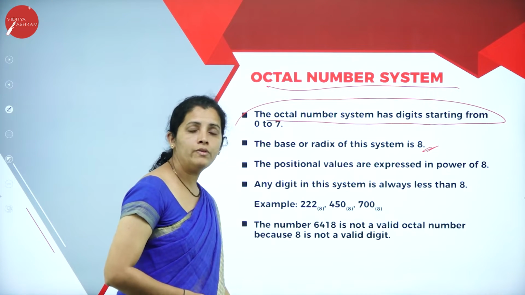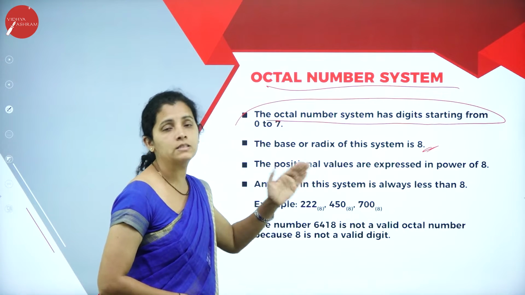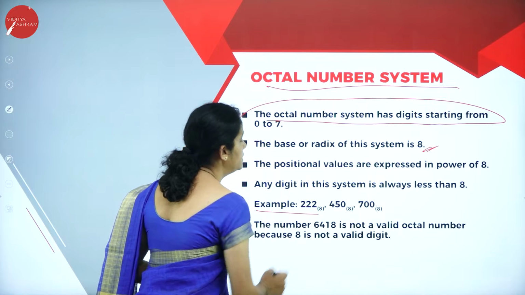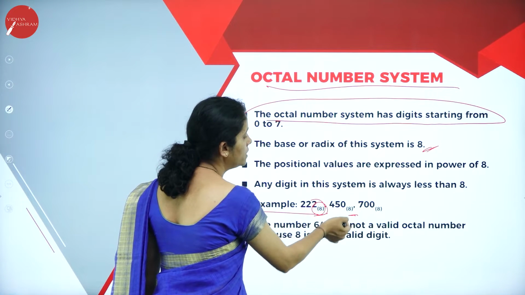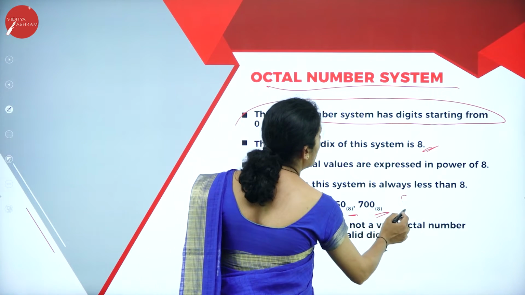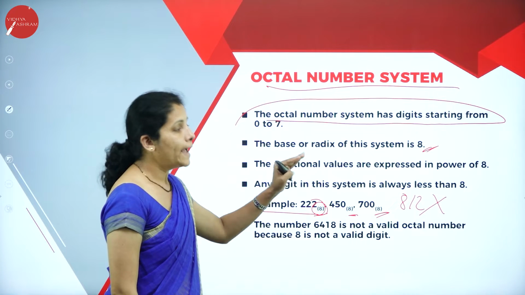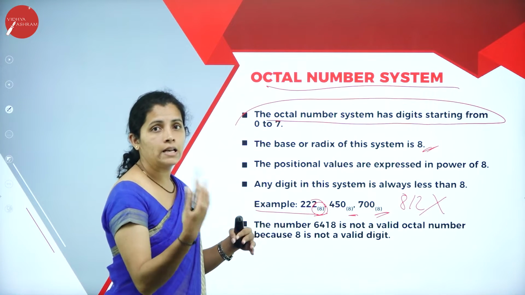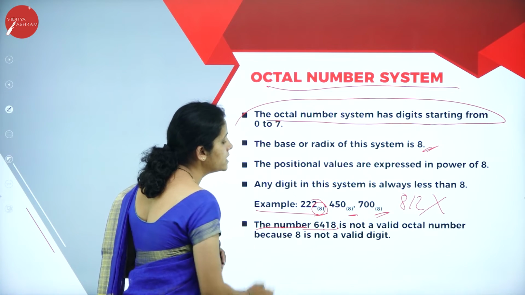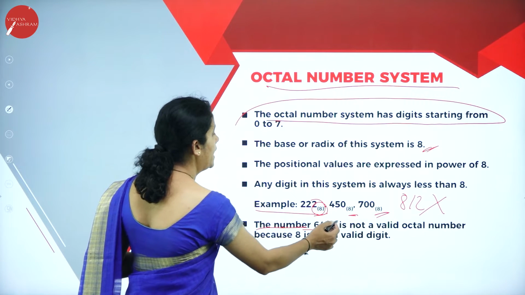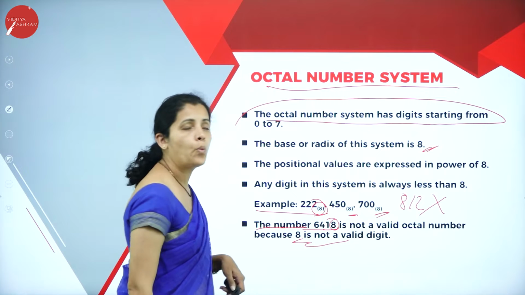Any digit in the system is always less than 8. That means if I consider the octal number system, then I must have numbers less than 8. Then this is the example: I have 2, 2, 2 and it's of type octal number. Here it is 4, 5, 0 octal number, 7, 0, 0 octal number. If I write 8, 1, 2, then it is wrong. What's the range of octal numbers? It is 0 to 7. If I write 8, 9, 10, then all these come under decimal numbers. So the number 6418 is not octal, because 8 is not a valid digit.